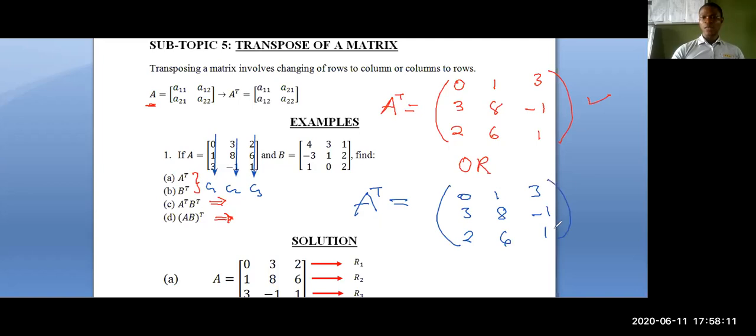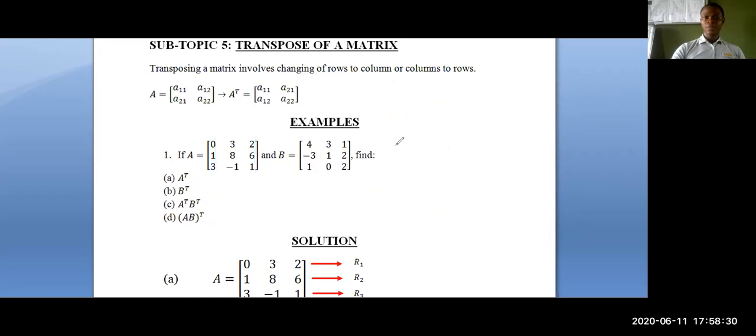And of course, when you compare these two answers together, you discover that they are the same. So when I decide to change rows to columns, or change columns to rows, the answer will still be the same thing. That's what we call the transpose of a matrix. All right. And finally, before I leave this section, I'll just quickly do B.